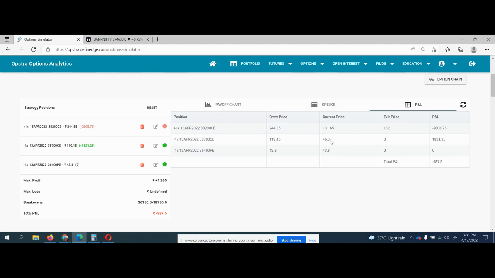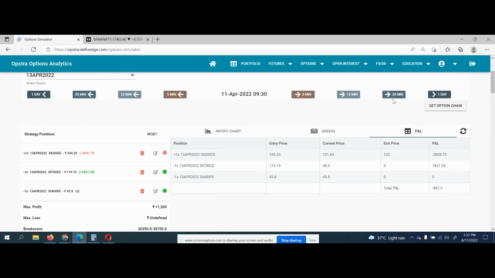If any of the premium goes down 50%, if it reduced 50%, or if this goes 50 or 60% above this price, then we have to start doing the adjustments. Okay, so now 46, I'll just move to 30 minutes. We are at the starting of the market on 11th April. So just keep an eye on this premium.